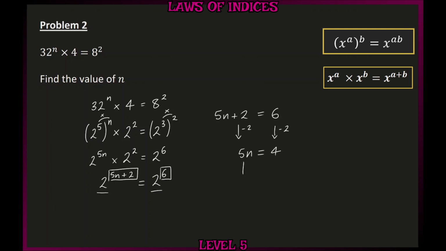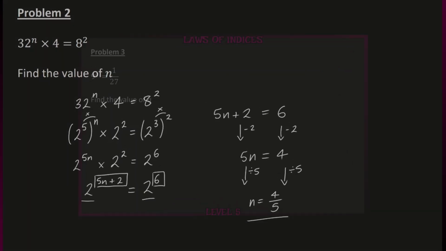And finally, by dividing both sides of the equation by 5, we get our final answer, which is n is equal to 4 over 5, or 4/5.